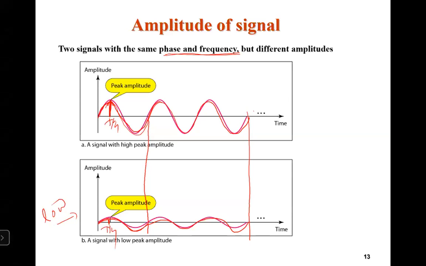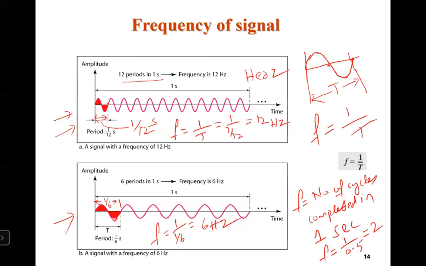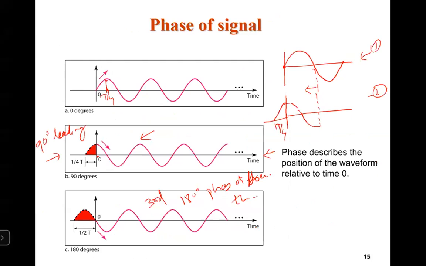In the second example, the frequency is different, but the amplitude is the same as well as the phase. In the third signal, the frequency is the same, as well as the amplitude, but the phase is different.